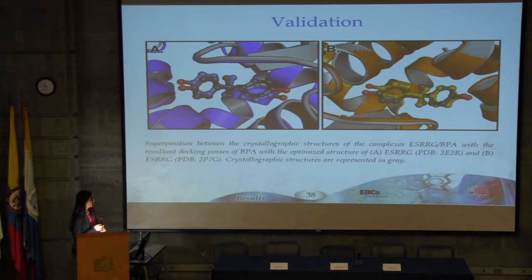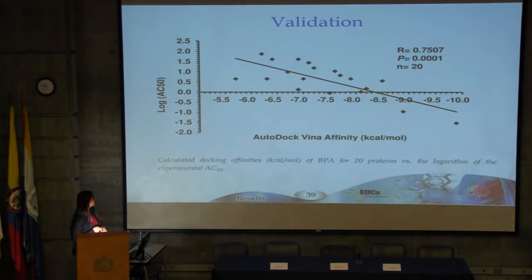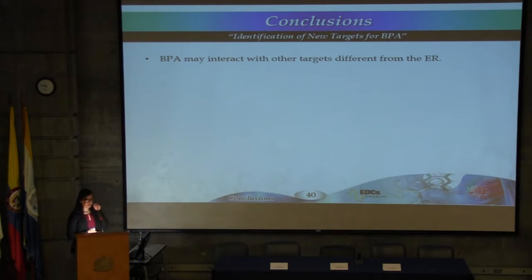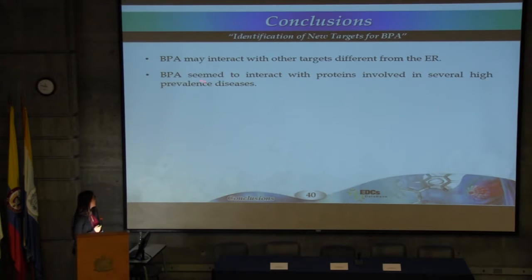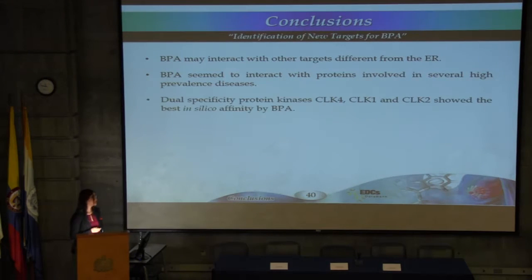This is the validation result. And this is the validation with experimental data. In this case, I correlated the AutoDock Vina affinity scores with normalized experimental data, and we found that R was 0.75, which is quite good. So the conclusion of this part is that BPA may interact with other targets different from estrogen receptor. BPA seems to interact with proteins involved in several high prevalence diseases.